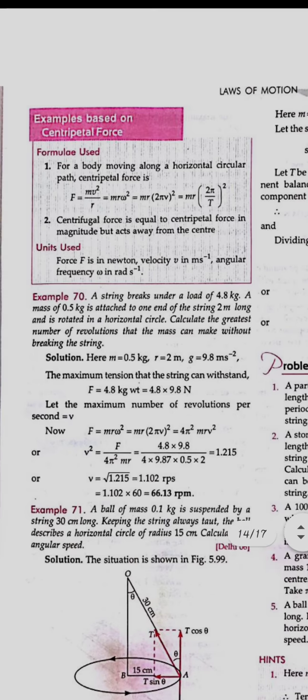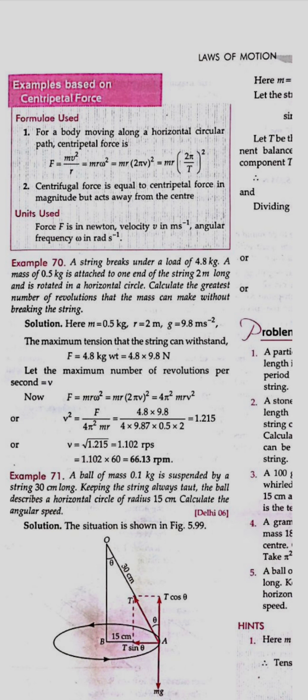So, if a string breaks under a load of 4.8 kg, a mass of 0.5 kg is attached to one end of the string, 2 meter, and is rotated in a horizontal circle. Calculate the greatest number of revolutions that the mass can make without breaking the string. So here the force will be acting on the string because it is tied with a load of 4.8 kg. From here we can find the force acting due to the mass, that is mg. Mass is given as 4.8 and g is 9.8 meter per second square, the acceleration due to gravity. From here we can find the force.